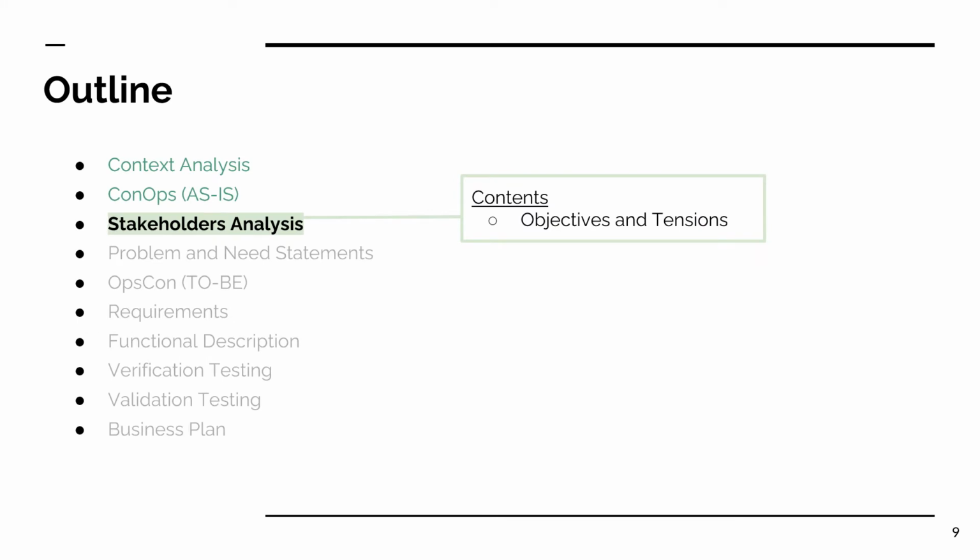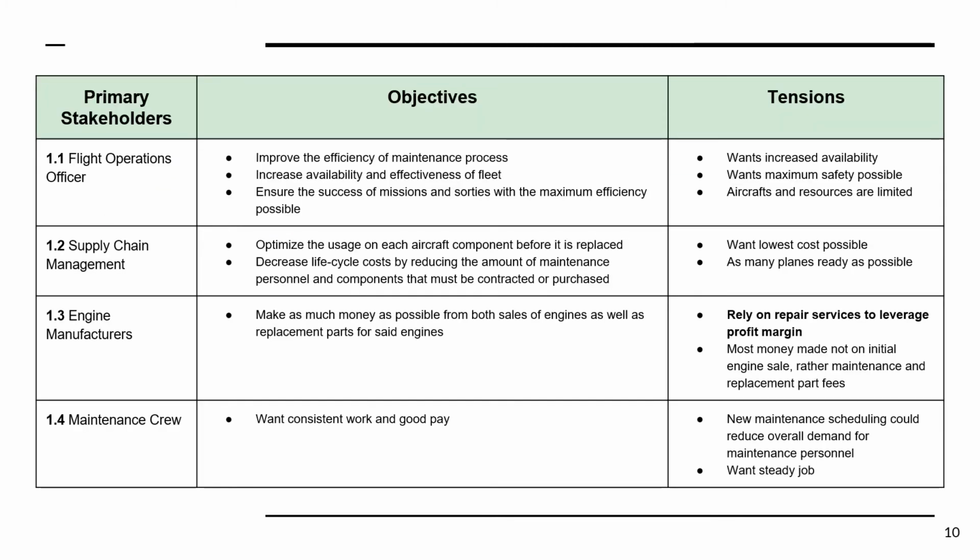Here we'll move on to our stakeholder analysis. Our primary stakeholders are flight operations officer, supply chain management, engine manufacturers, and the maintenance crew. Of these, the largest tension comes from the engine manufacturers, which rely on repair services to leverage a profit margin. Most money for these companies is not made on the initial engine sale, but rather on the constant maintenance these engines require. And so these maintenance and replacement part fees are where they make the majority of their money, so reducing maintenance actions will cut into their bottom line.